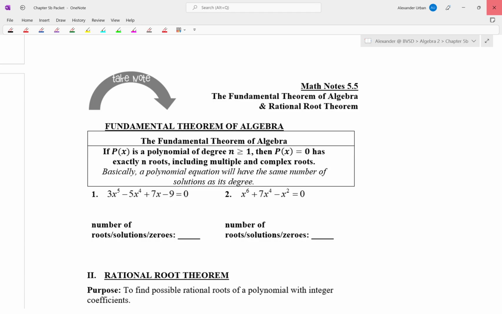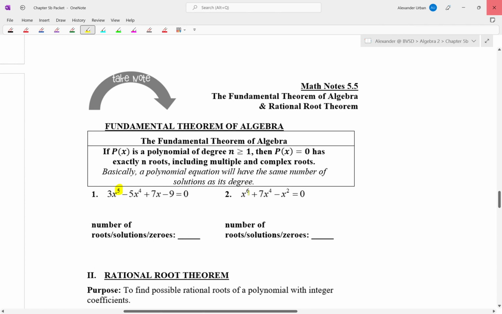Hello again. Today we're going to go over 5.5, which is the fundamental theorem of algebra and the rational root theorem. They go together like peas and carrots. So the gist of the fundamental theorem of algebra is if you got a polynomial equation, the number of solutions is going to be the highest degree.